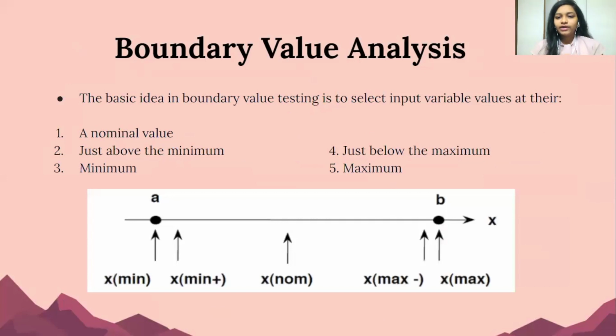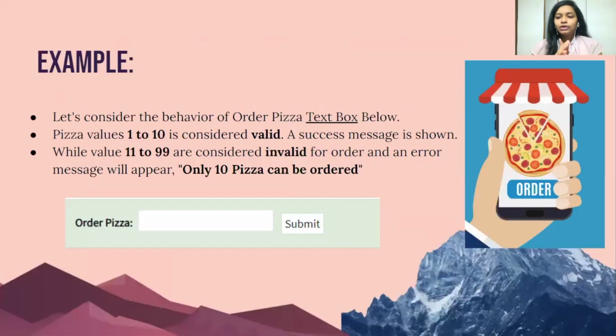Boundary value analysis has a nominal value. The nominal value is a valid value, a valid set of data that lies between the minimum and maximum values. We have another set of values just above the maximum and minimum, just below the maximum and minimum, and the minimum and maximum values themselves. So let's take an example over here.